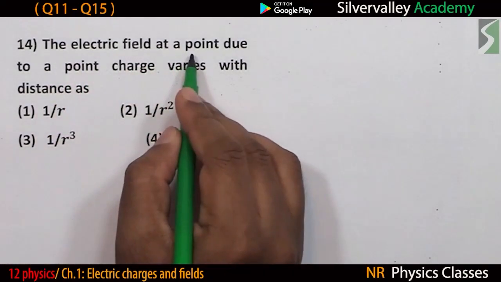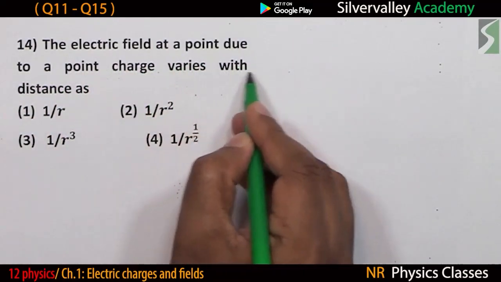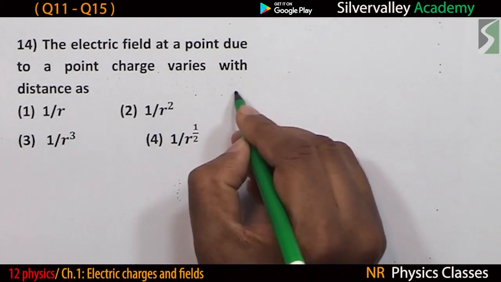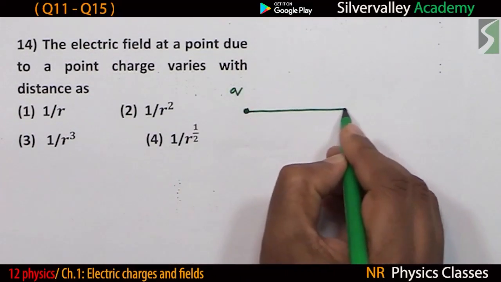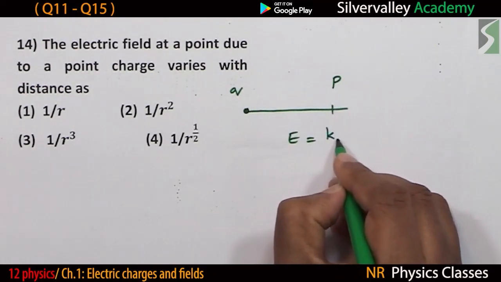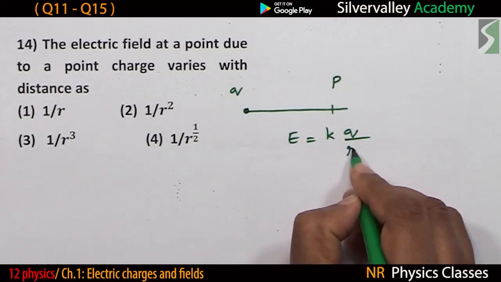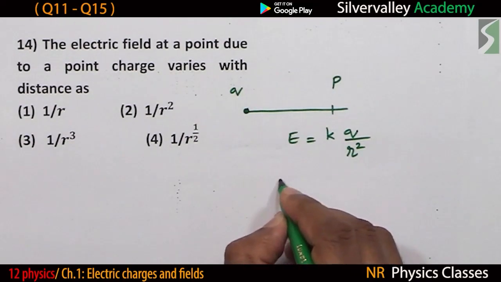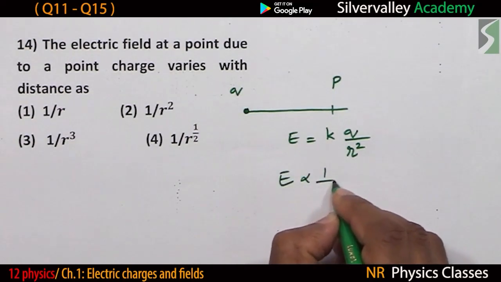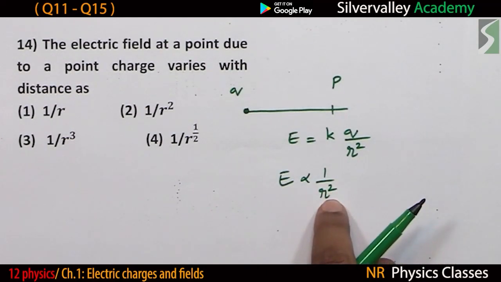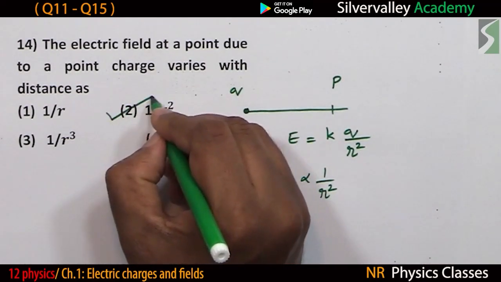Electric field at a point due to a point charge varies with distance as? This is a point charge Q. Electric field at some point is constant Q by R square, isn't it? So due to point charge, electric field is proportional to 1 by R square, or inversely proportional to square of the distance.